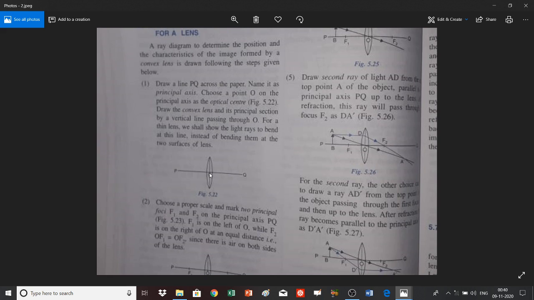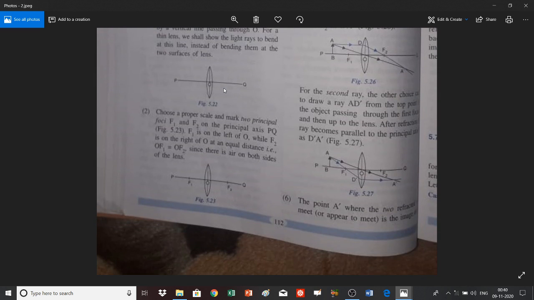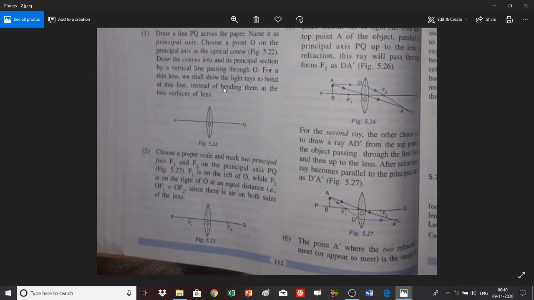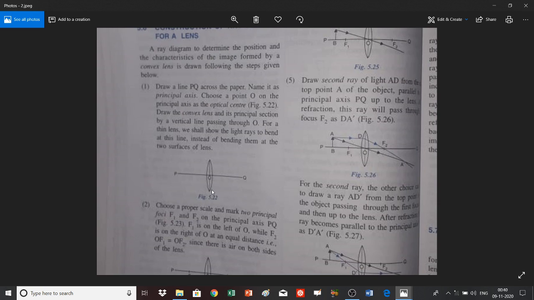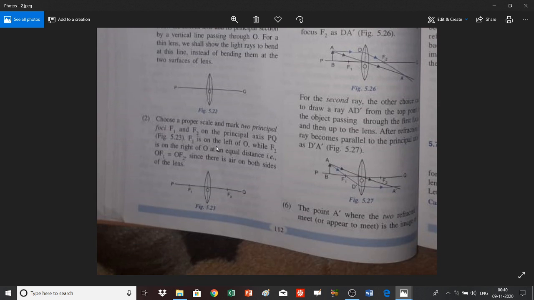After that, using O as the optical center, you draw the lens. This is the principal section of a lens. So this is the principal axis, and O is the optical center of this lens. This is for a convex lens, and you should always use a convex lens, because in case of a convex lens, the formation of image is much easier than with a concave lens. So try to use a convex lens for image formation.